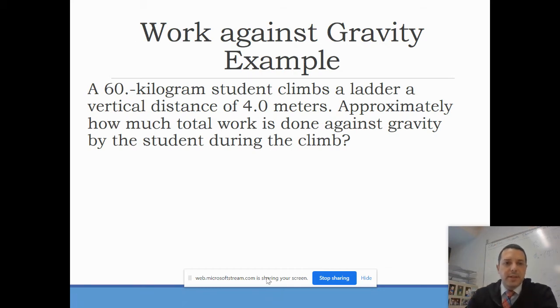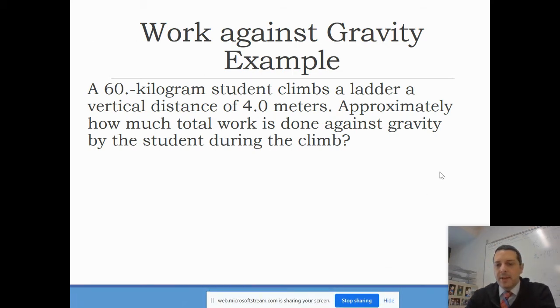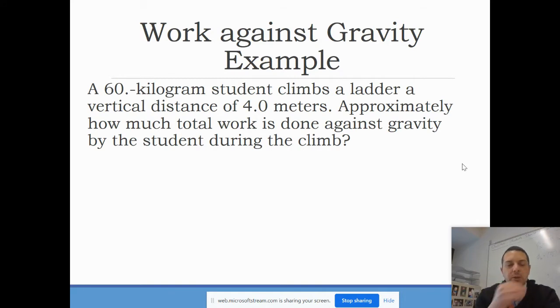In this example, we're going to take a look at when work is done against gravity. Because the force of gravity is always acting downwards, we can use the force of gravity to do work for us. So here we have a 60 kilogram student who climbs a ladder to a vertical distance of 4 meters above where he started. Now I want to know how much work was done against gravity during this climb.